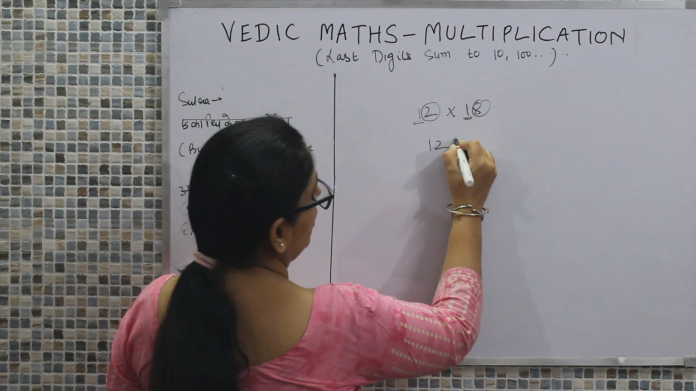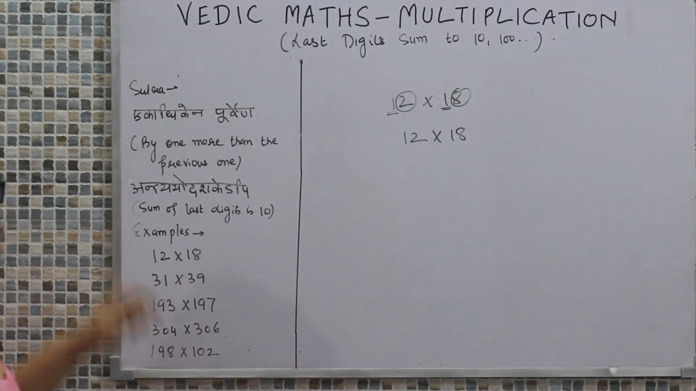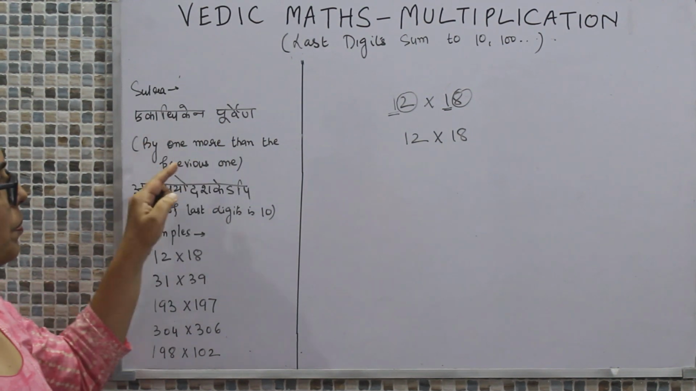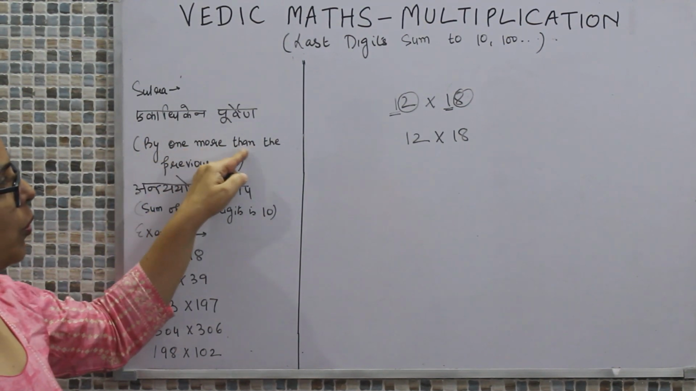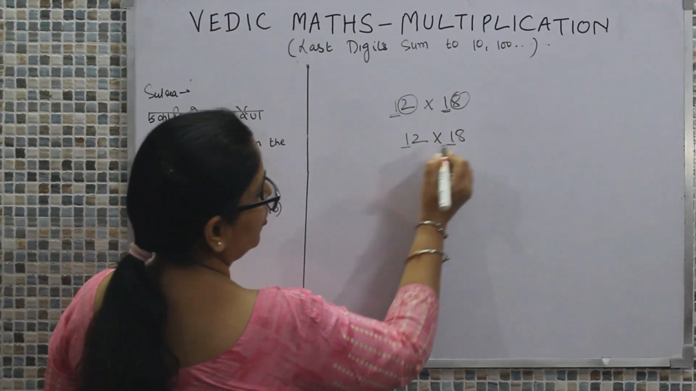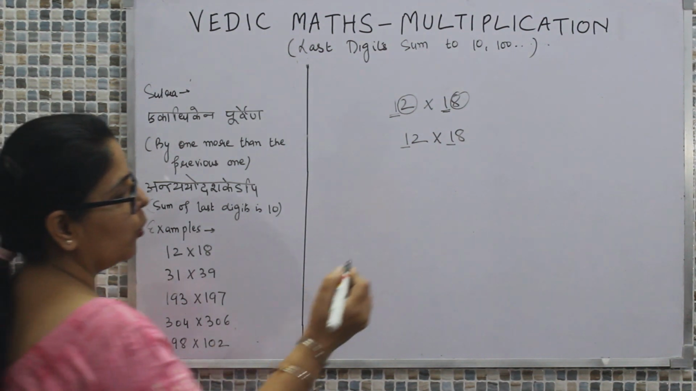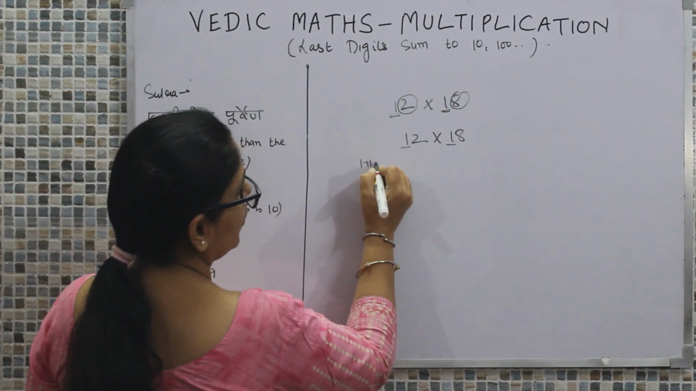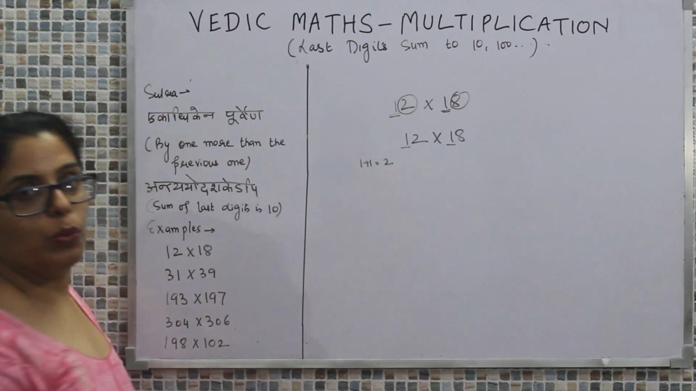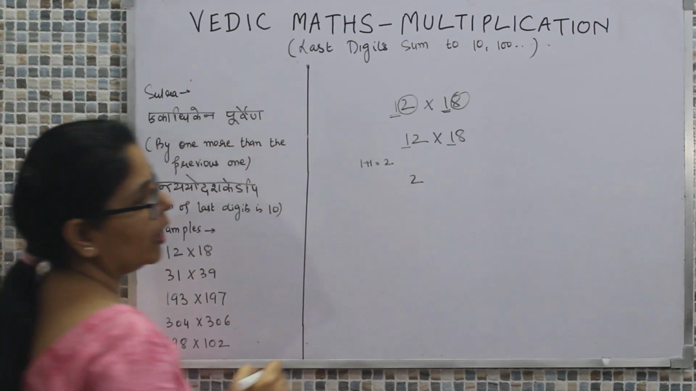We have 12 into 18. Now what does the first sutra say? Ekadhikena. It means by one more than the previous one. So what is the initial value that is the same for both the numbers? That is 1. We make it 1 more. So 1 plus 1 will become 2. So the LHS will have the value of 2.